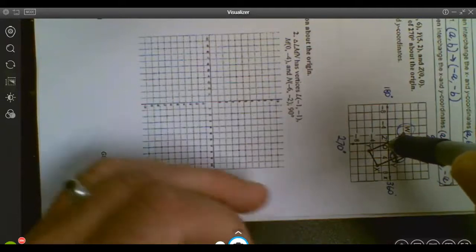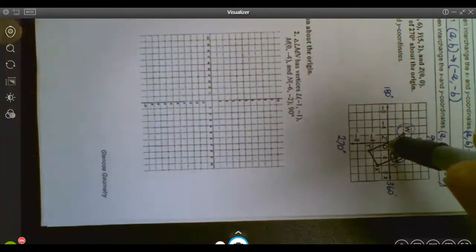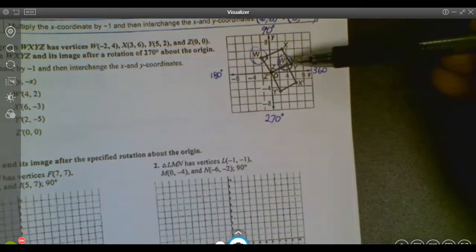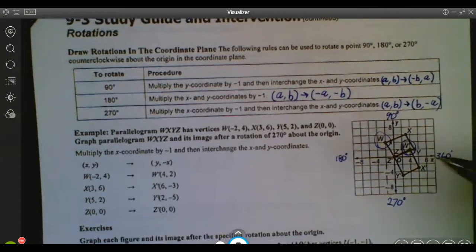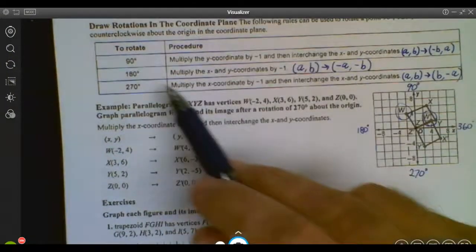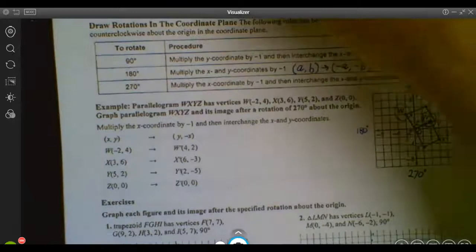So keep that image in mind for just a minute. That is exactly where we are putting W prime, in that location. So like I said, this can be very tough to do visually, which is why I recommend the rules for this section in particular. Let's try one on our own.